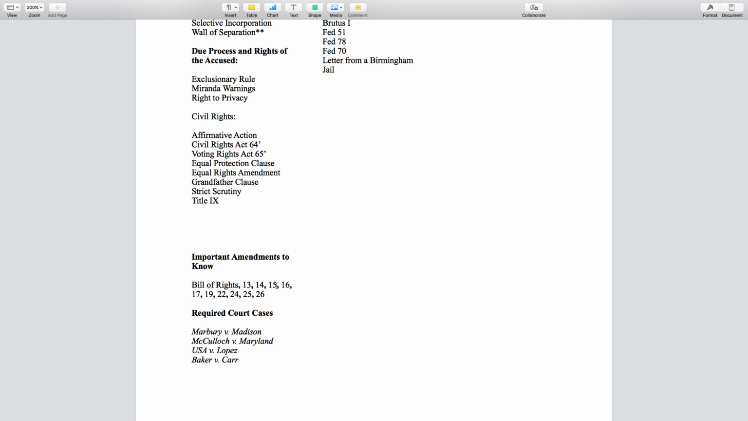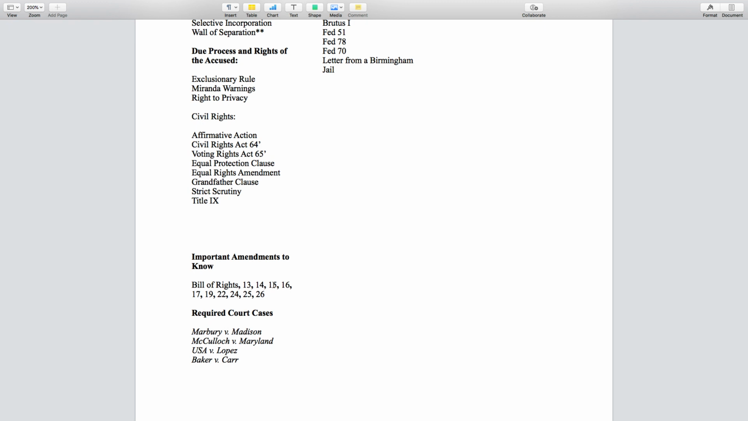15th Amendment, I totally messed up. 13th Amendment abolishes slavery. 14th I just did. 15th is where you get the more democratization. African American males get the right to vote. Sorry, I messed that up.